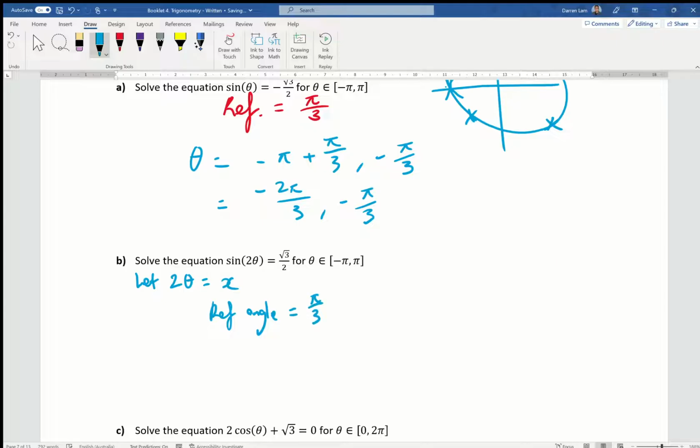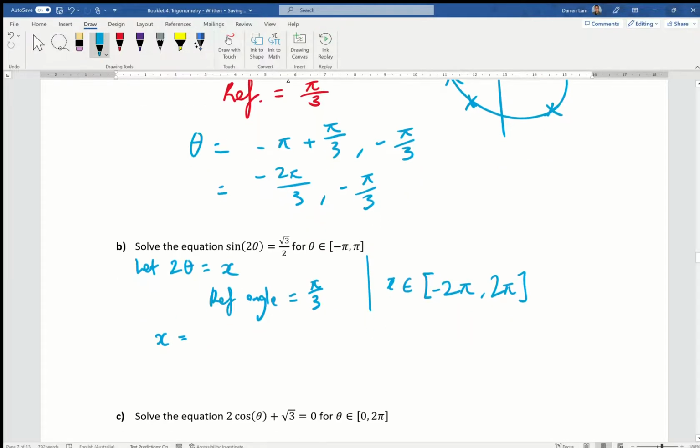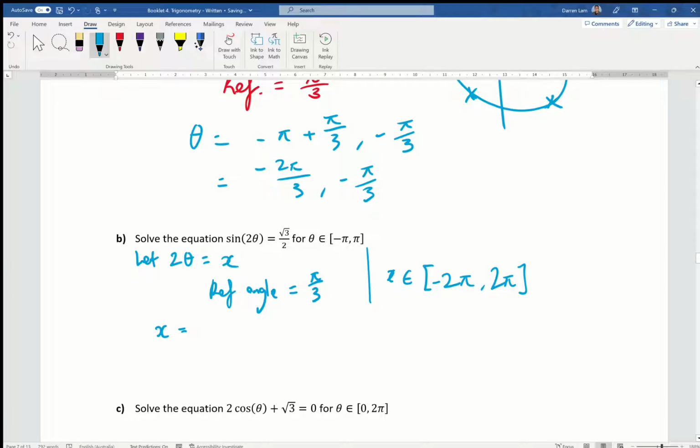Of course, because I've got x, it's going to go through every quadrant, but from negative pi to pi. But given that our new domain, where x is an element of negative 2 pi to 2 pi, remember, because I'm expanding my domain, I'm multiplying it by 2 because I've multiplied my theta by 2. Therefore, I end up with the answers of pi on 3, pi minus pi on 3, negative pi minus pi on 3, and negative 2 pi plus pi on 3.